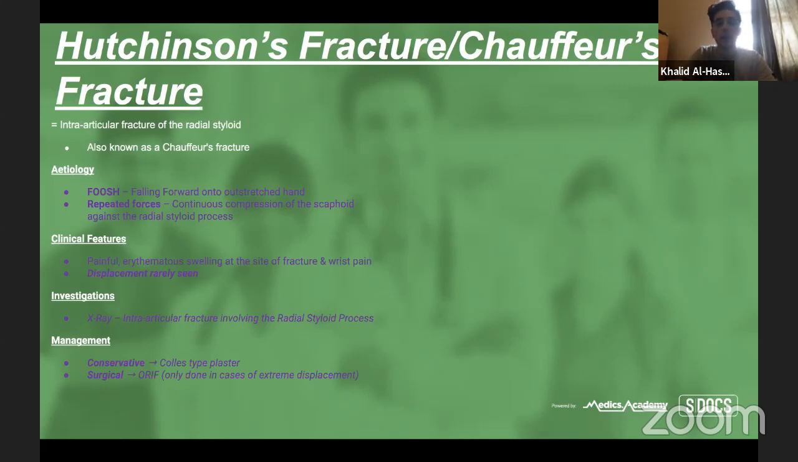Clinical features: painful erythematous swelling at the site of fracture and wrist pain. So you would obviously have pain at the wrist. Displacement is rarely seen. That's because the radial styloid is only a small fragment, and therefore it's unlikely that we'll see much displacement at all.